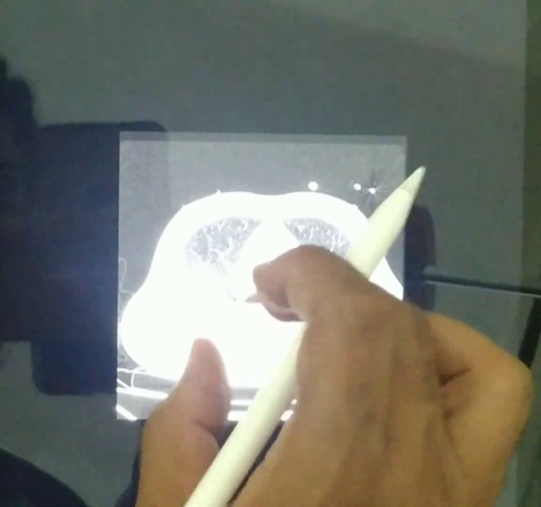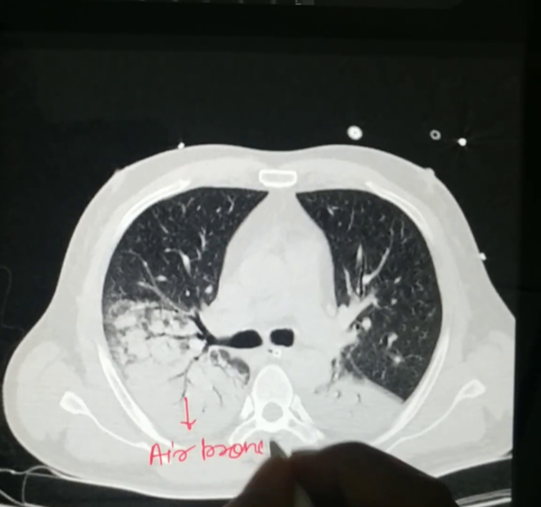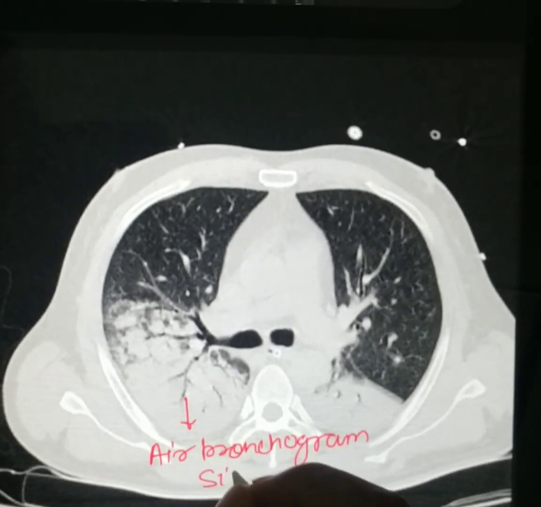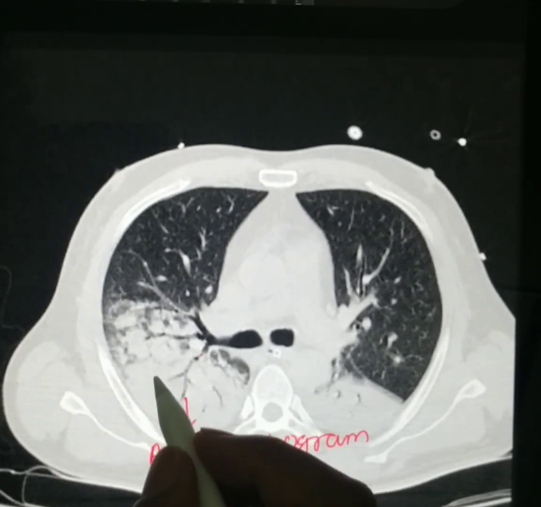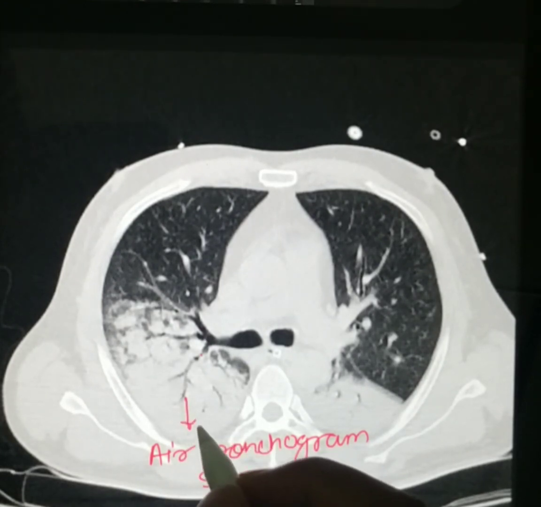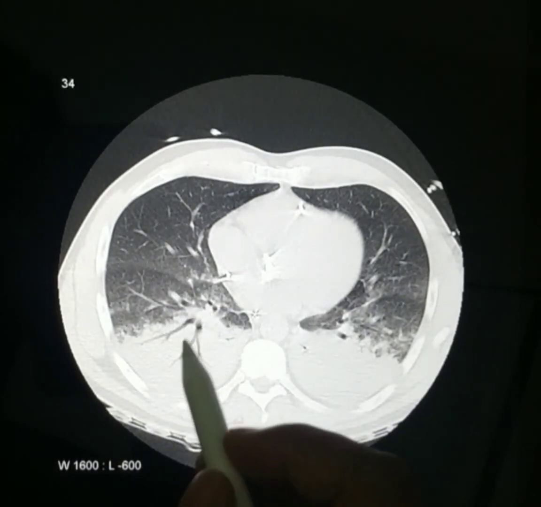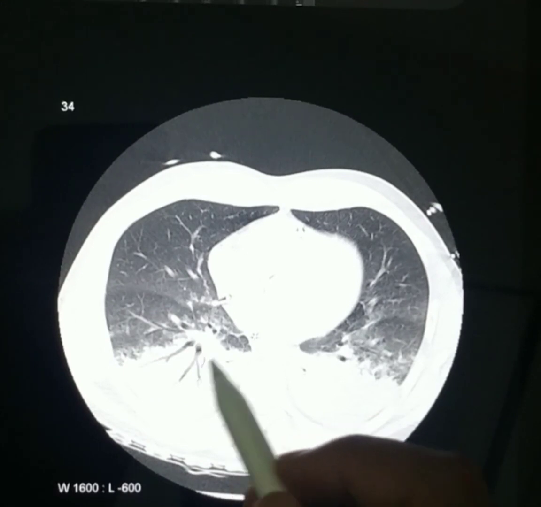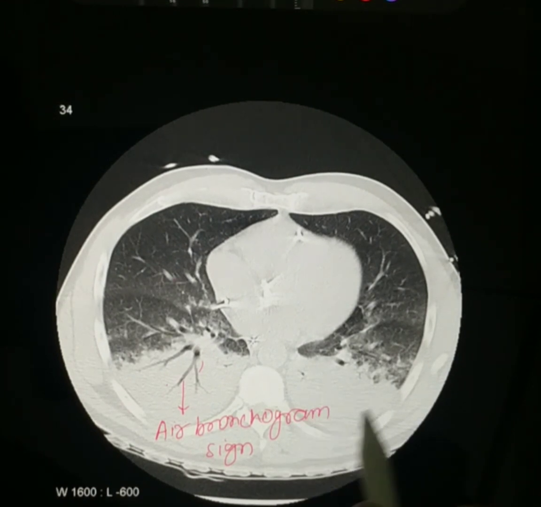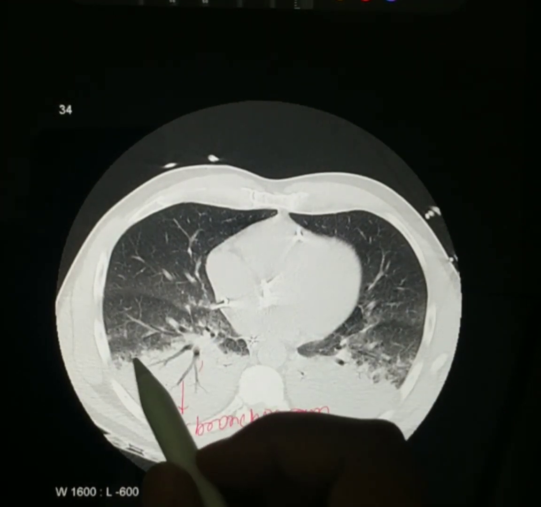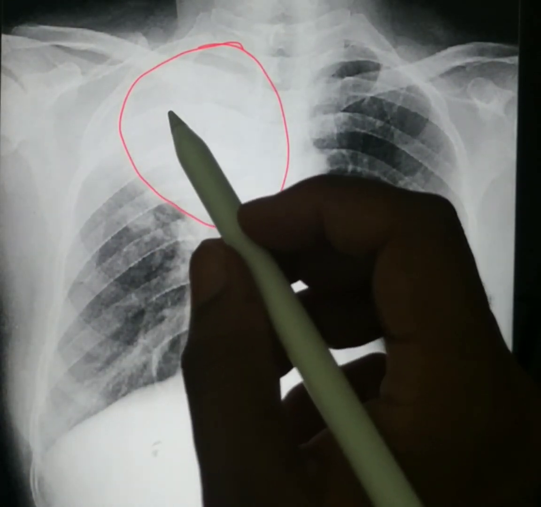The typical sign of consolidation, like you can see in this, is air bronchogram sign. These black shadows are the lining of the bronchioles in area of consolidation. This is typical of consolidation, air bronchogram sign. This may be seen on X-ray also. This is the CT film, so you can see in this film also these black shadows are air bronchogram sign with area of consolidation. In this CT film, there is bilateral area of consolidation with air bronchogram sign. So this is the area of right upper zone consolidation. In this X-ray, we cannot appreciate the air bronchogram sign.